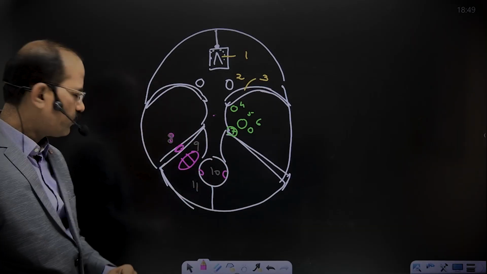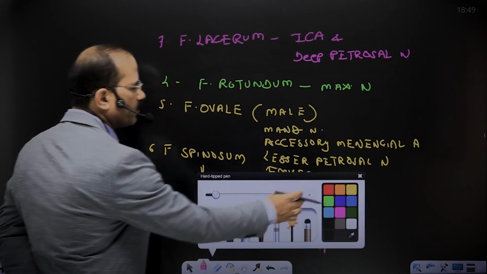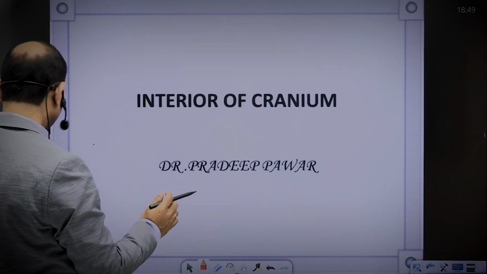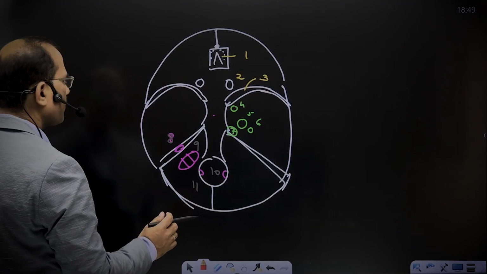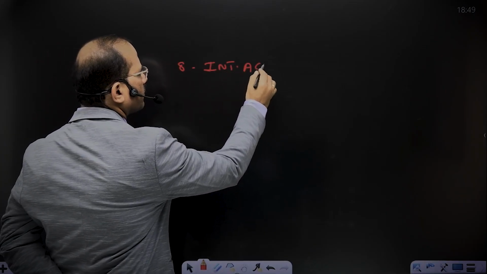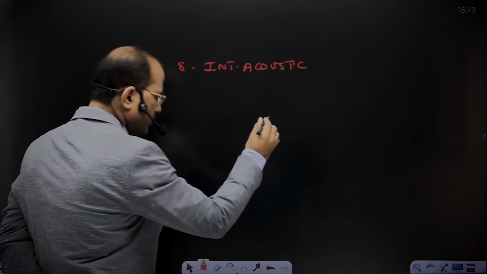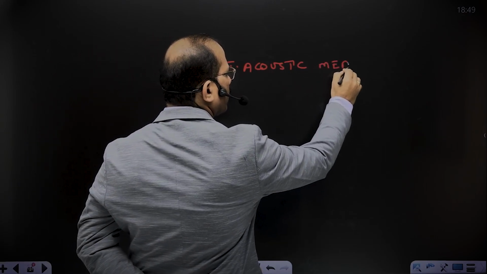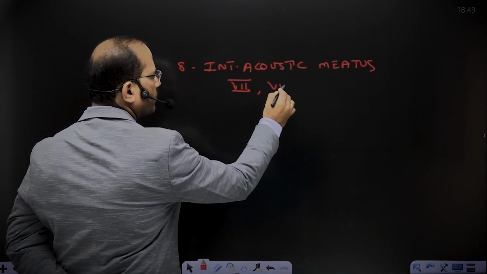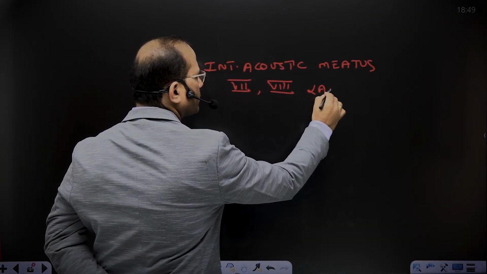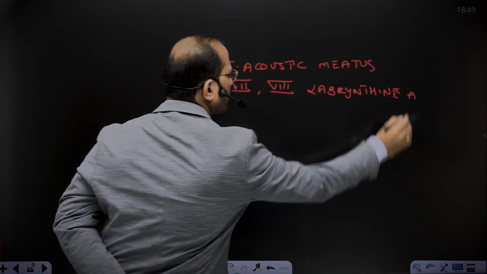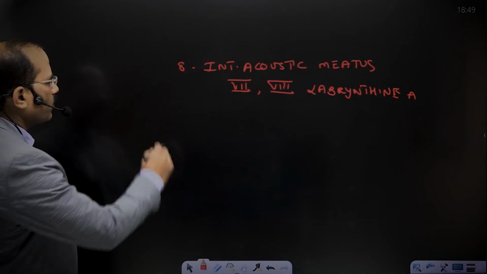Okay, let me just write this down for you. Number 8 is the internal acoustic meatus. And what passes through it? The 7th nerve, the 8th nerve, and the labyrinthine artery pass through this internal acoustic meatus.